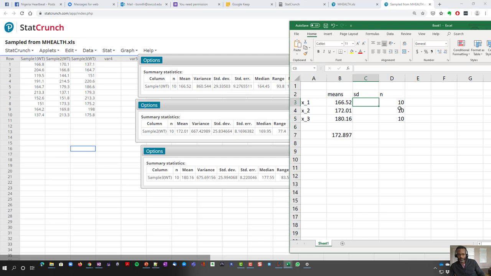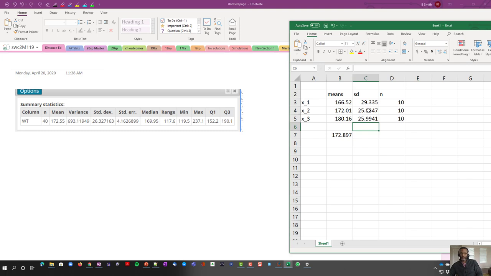So for this one, we had a standard deviation of 29.335. For the next one, 25.834664, and then for the third one, 25.994068. So each one of these samples has an associated standard deviation with it, and there is an error that's associated with each one of these. But we'll come back to that.